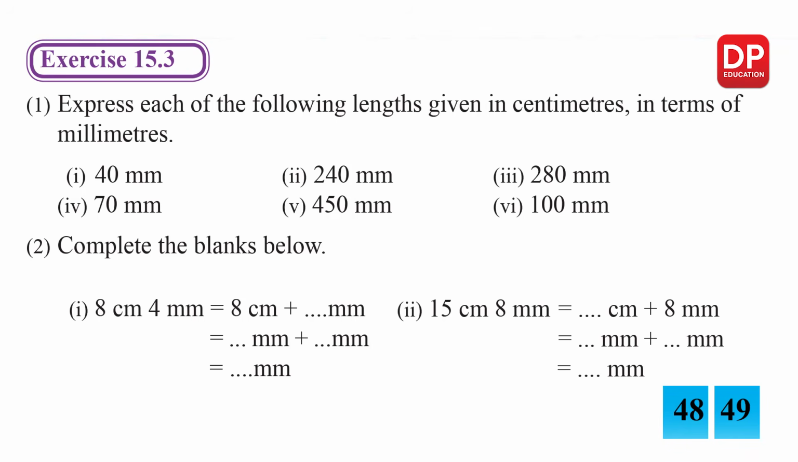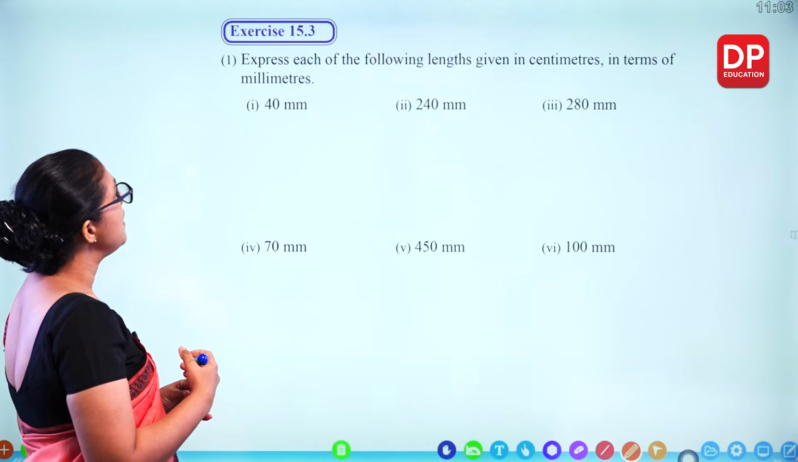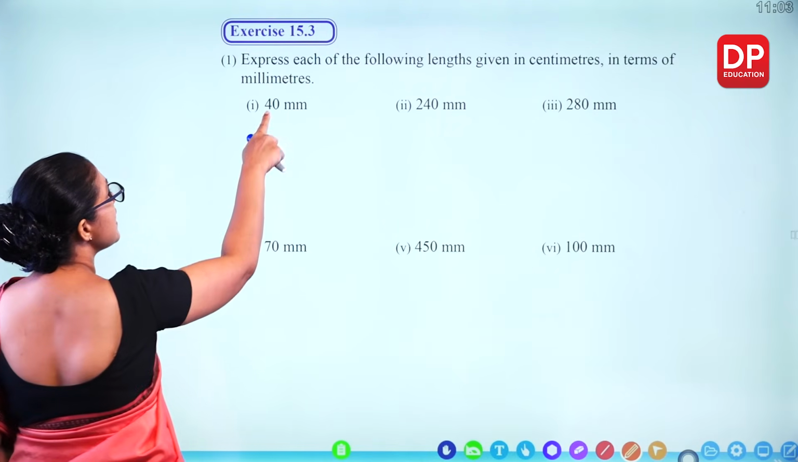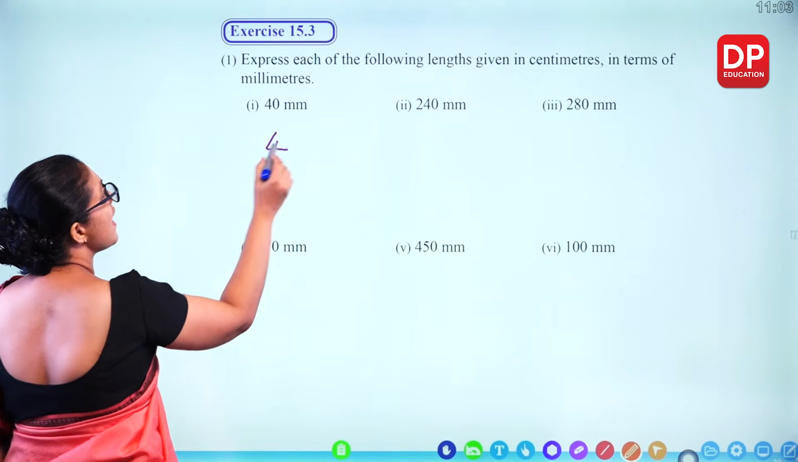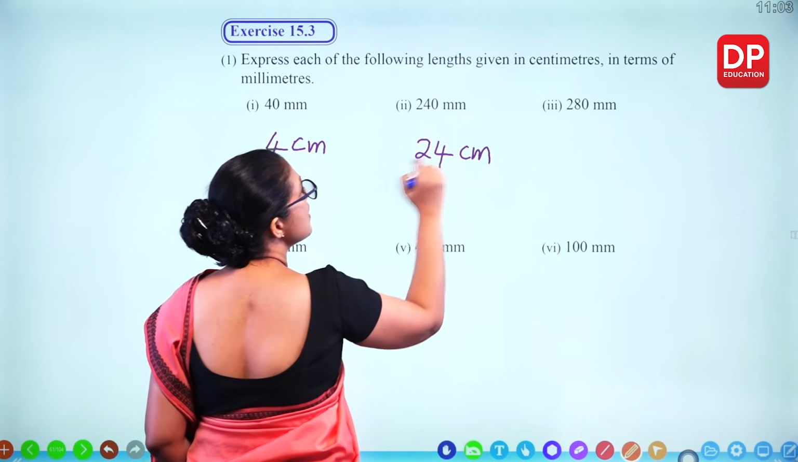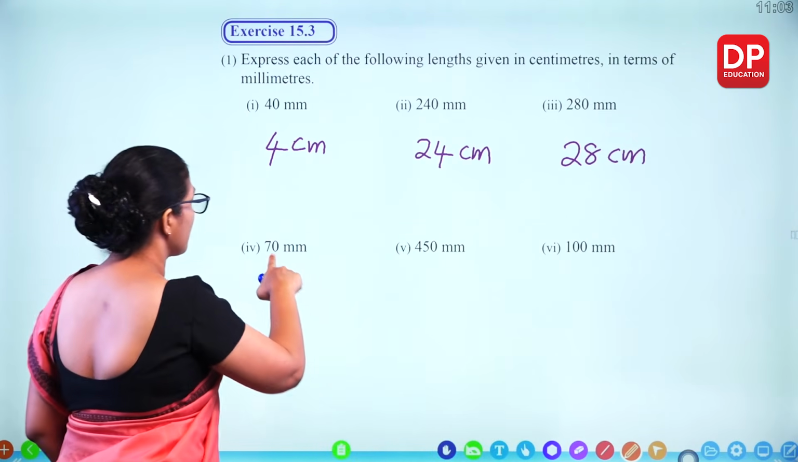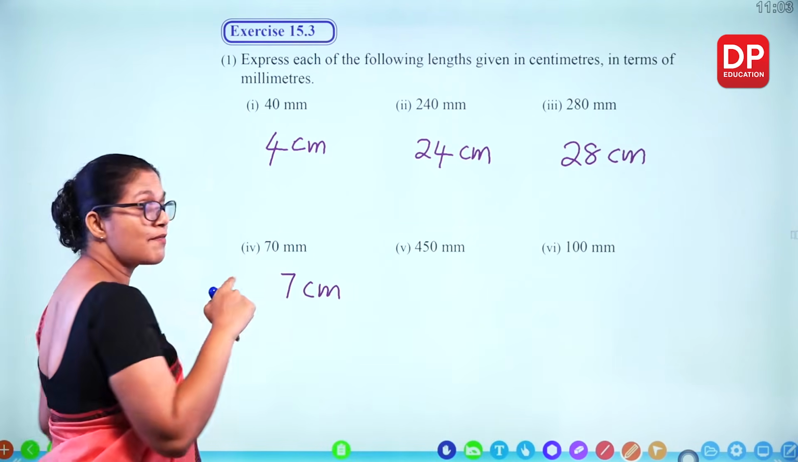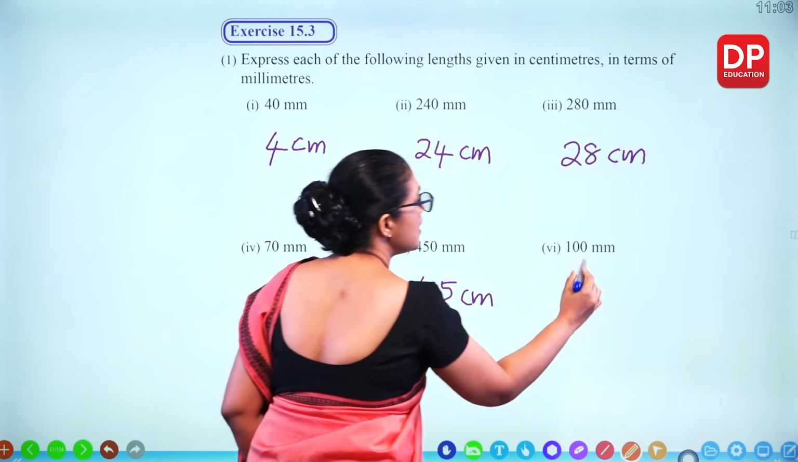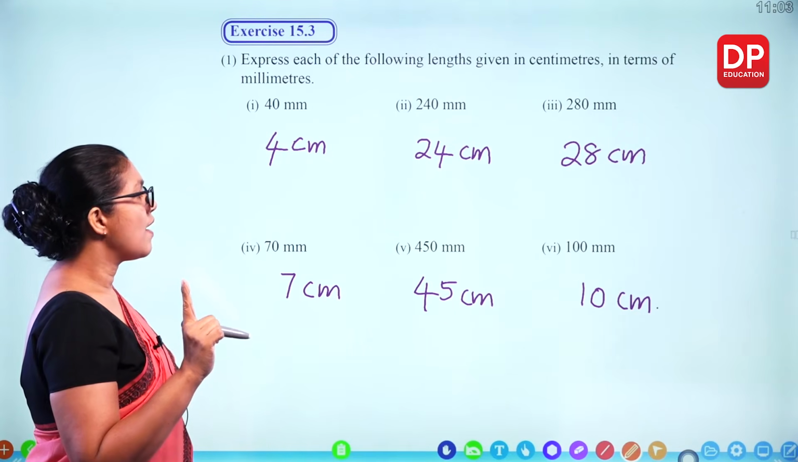Exercise 15.3. Express each of the following lengths given in millimeters in terms of centimeters. So how do we do it? Divide by 10. When you are dividing by 10, the 0 gets cancelled out. 40 millimeters, divide by 10, 4 centimeters. 240 millimeters, this 0 gets cancelled out, 24 centimeters. 70 millimeters becomes 7 centimeters. Divide by 10, you get 45 centimeters. Here 10 centimeters. So millimeters to centimeters, divide the value by 10.